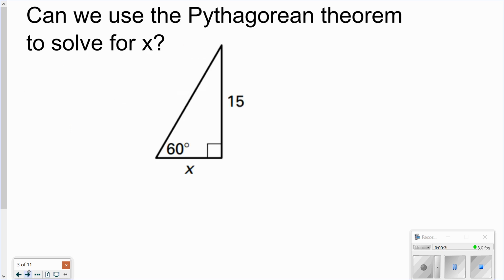But what if we had an example like this? Could we use the Pythagorean theorem to solve for x? Well, the answer is no. In this case, we have one side length that we know. We're searching for a second side length, but we do know the angle measure. In cases like this, where we're trying to figure out or solve the right triangle, we would use trigonometry.